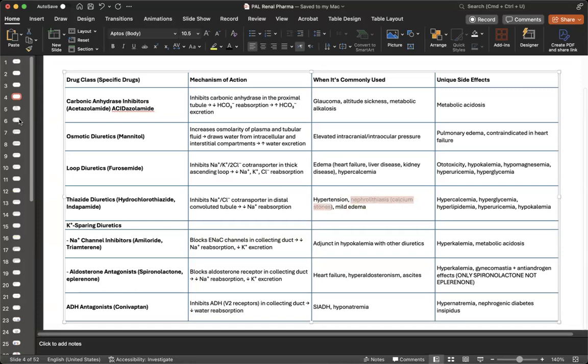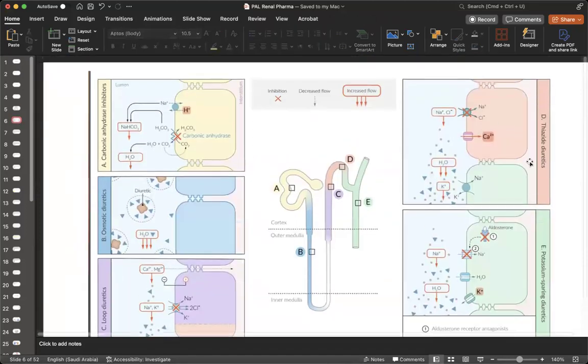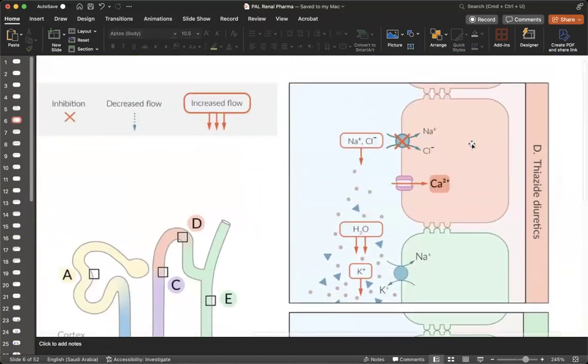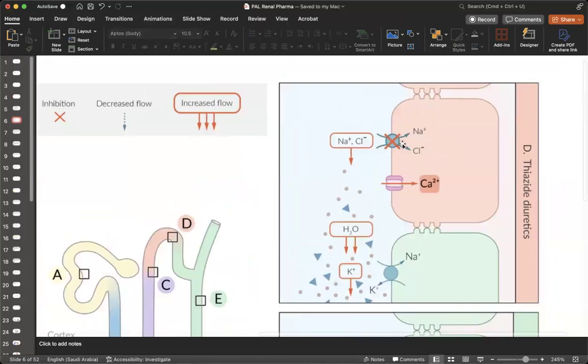Why can it be used in calcium stones? Allow me to explain. Okay. Here are loop diuretics. Like I said, distal convoluted tubule, loop diuretics right here. Now, although it is inhibiting sodium and chloride, sodium is going to get kicked out into the urine. At the same time, it's going to be reabsorbing calcium. It's also going to reabsorb calcium, and you're going to have calcium going into your blood. So it can actually lead to hypercalcemia.